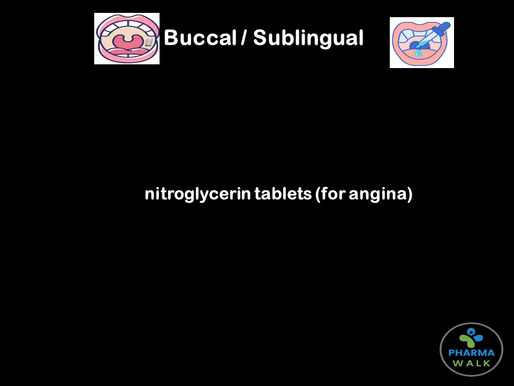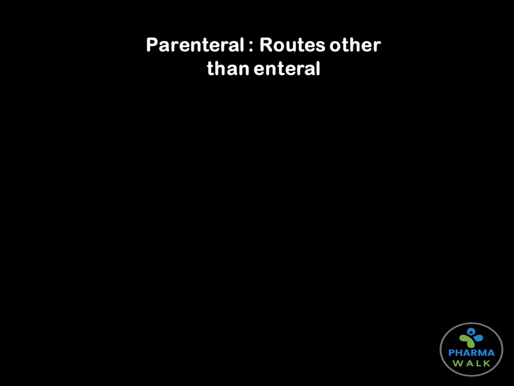the anginal attack, chest pain. So these tablets directly need to be put below the tongue. It causes the vasodilation, so directly enters into the blood. So this is an example of sublingual route. So this is all about the oral route.